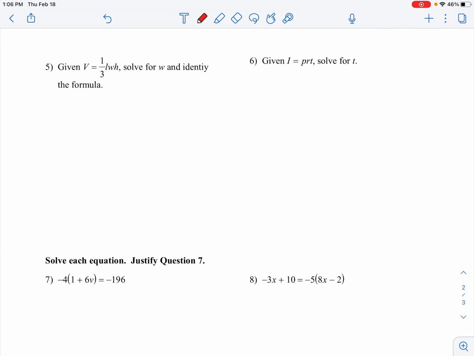Number 5, okay, we are going to go through and solve for the W. Now, here, on this one, I'm going to get rid of that 1/3 first. Now, 1/3 is attached by multiplication. So it's multiplication of a fraction, and I like to multiply that by the reciprocal. So the reciprocal of 1/3 is 3 over 1. So that's where I'm going to get a 3V on the left.